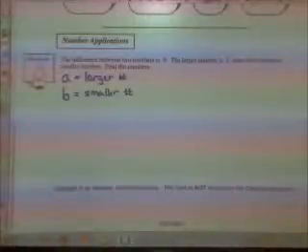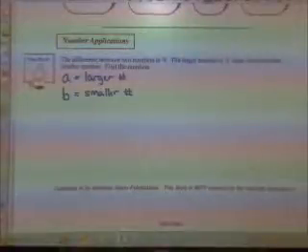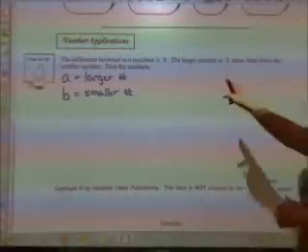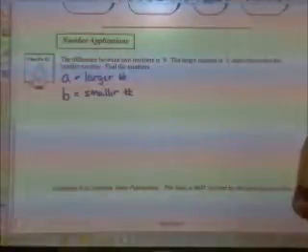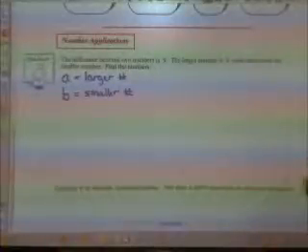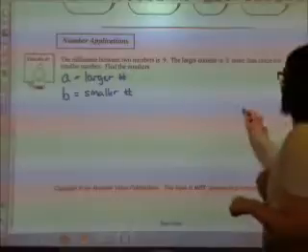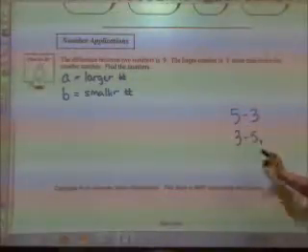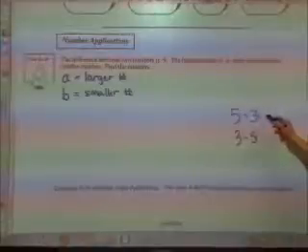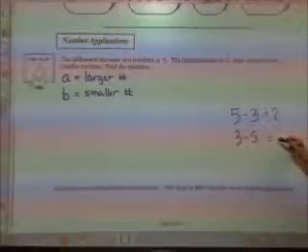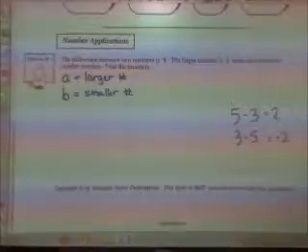So the difference between the 2 numbers is 9. How can I use these variables to express that in mathematical notation? How do I show difference? What operation shows difference? Minusing. So does it matter if I go A minus B or B minus A? Does order matter when I subtract? Does it matter if I go 5 minus 3 or 3 minus 5? What's 5 minus 3? And 3 minus 5? So does it matter which way I subtract them?